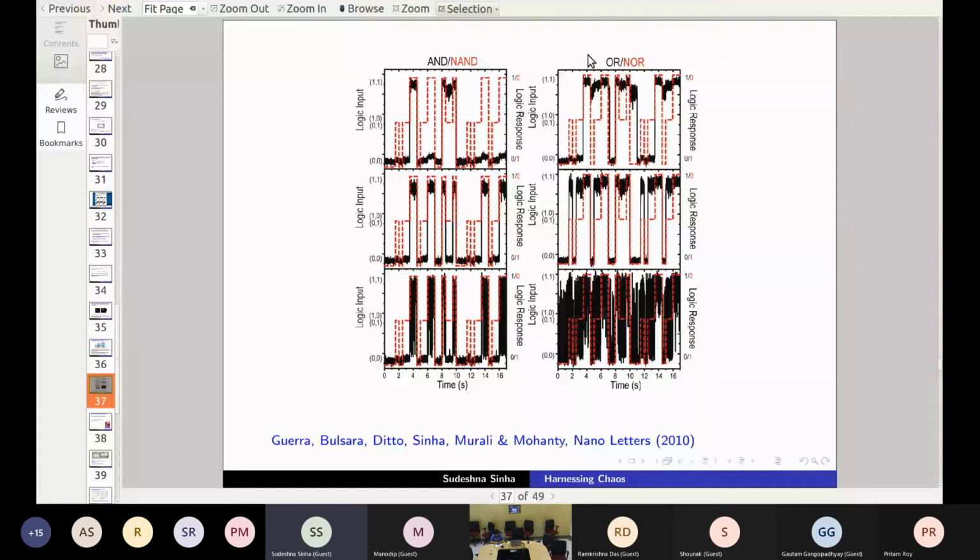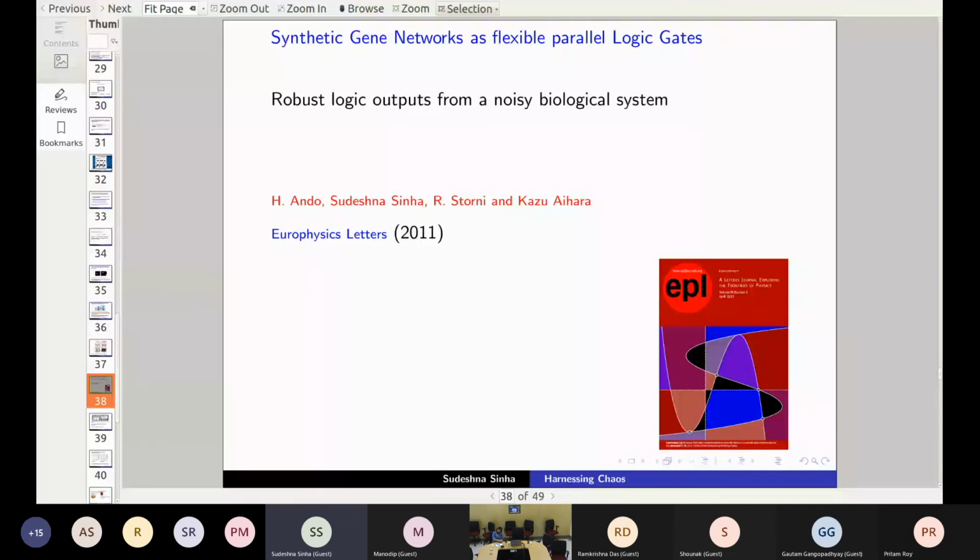Right here, it is faithfully following the input to give the exact truth table that you want to come out of it. And that, again, is an experimental verification of the idea. So one more small application, and this was using synthetic genetic networks.